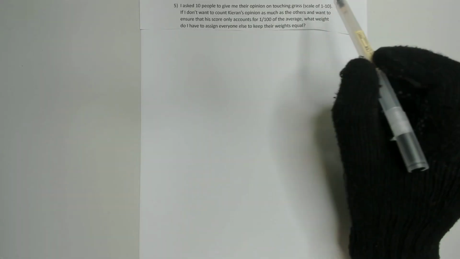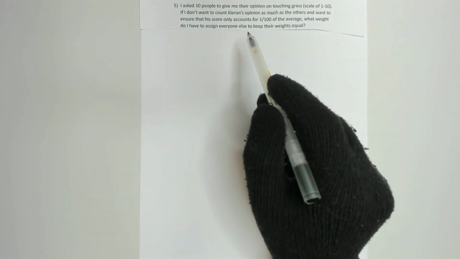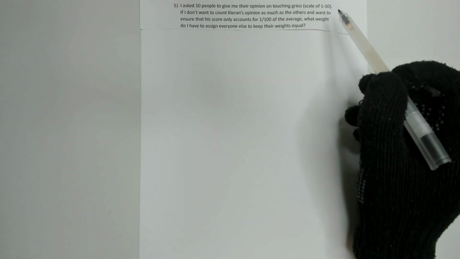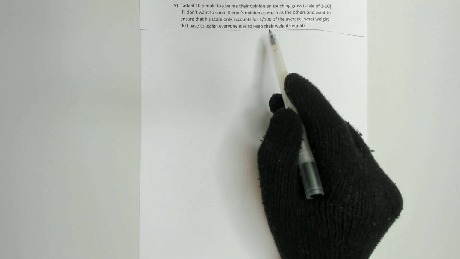Question 5. All right, so I asked 10 people to give me their opinion on touching grass on a scale of 1 to 10. If I don't want to count Kieran's opinion as much as the others, because let's be real, that boy's never touched grass, and I want to ensure that his score only accounts for 1 out of 100 of the average, what weight do I have to assign everyone else to keep their weights equal?